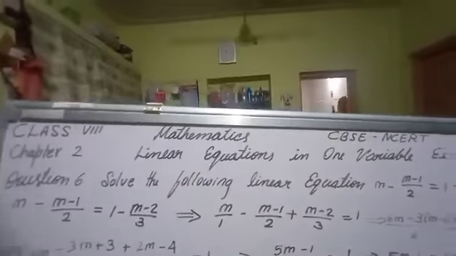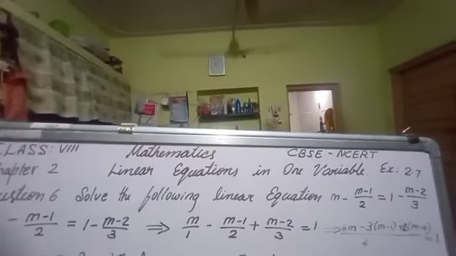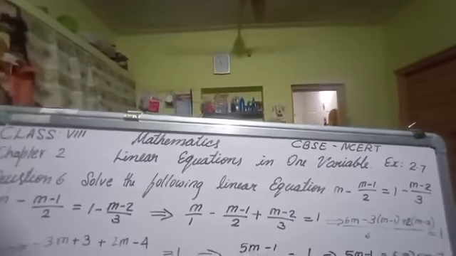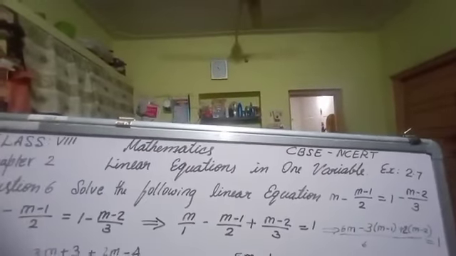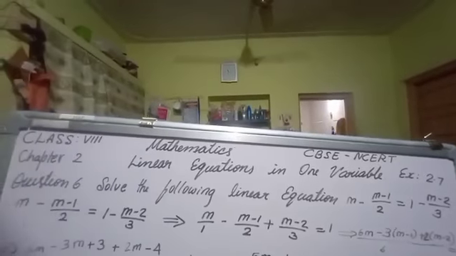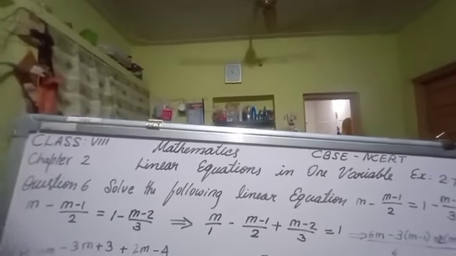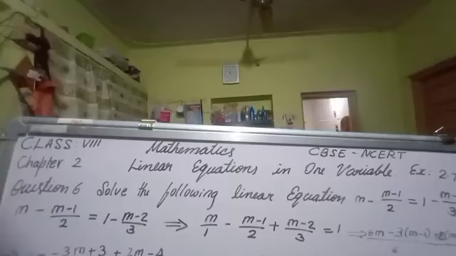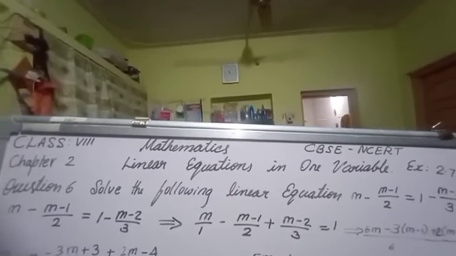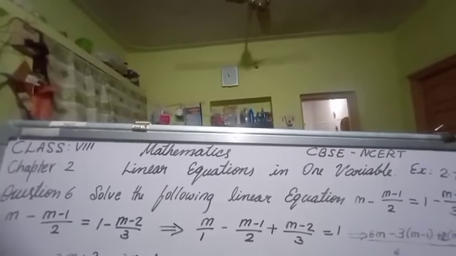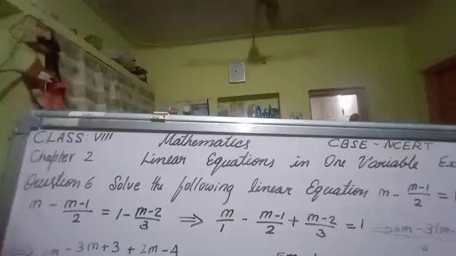Hello. Now question number 6. Solve the following linear equation. (m minus 1) divided by 2 is equal to 1 minus (m minus 2) divided by 3. So here we have to solve the following equation, which means we have to find the value of m. So how can we find?